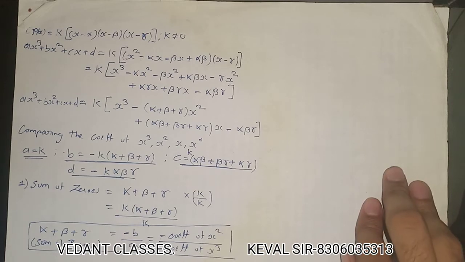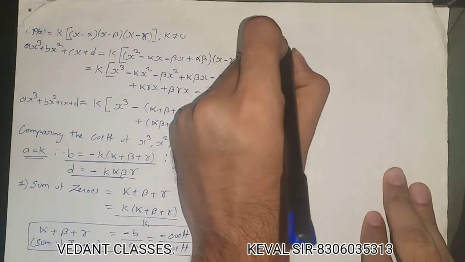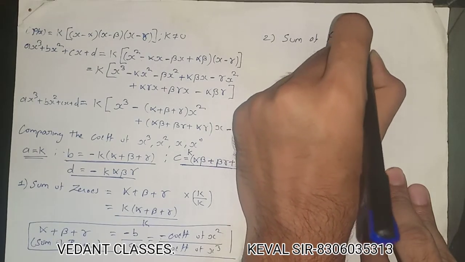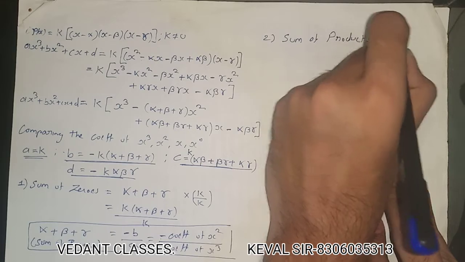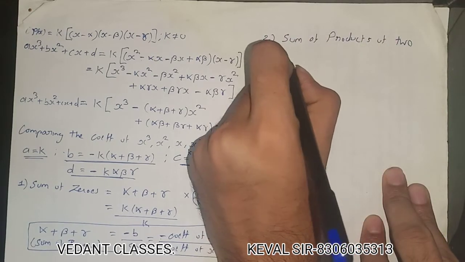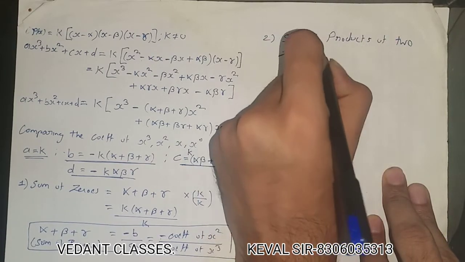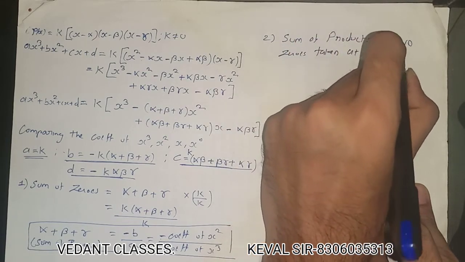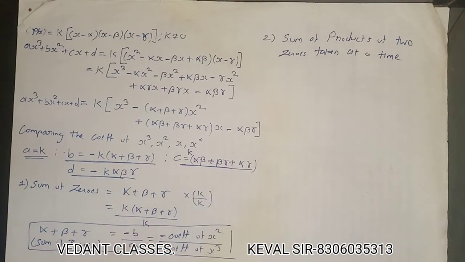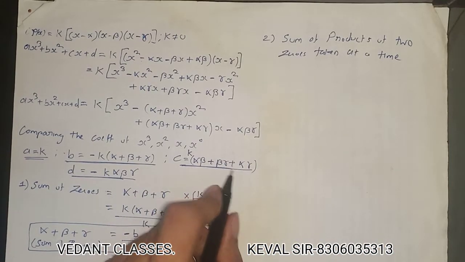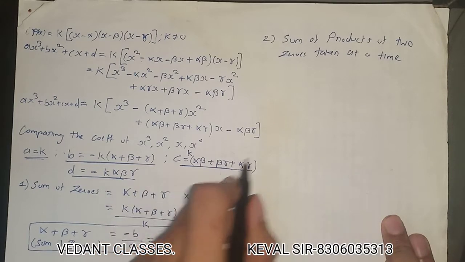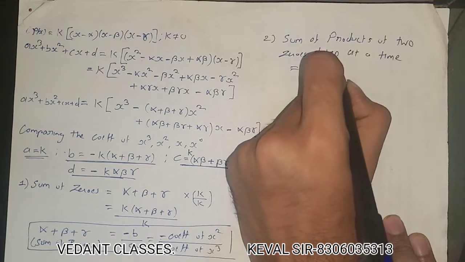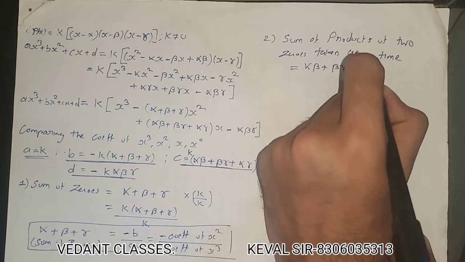Now let's see the other two. Second is the sum of products of two zeros taken at a time. At a time you need to consider two zeros. So that is alpha beta, beta gamma and gamma alpha. Now let's write that one, that is alpha beta plus beta gamma plus gamma alpha.